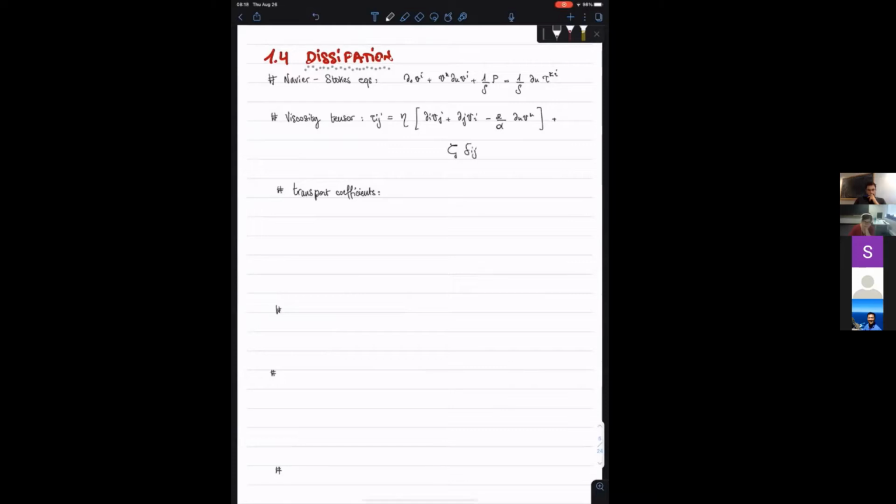And it can be parameterized by two quantities, at least for this example: eta and zeta. Eta and zeta are the shear viscosity and bulk viscosity. Natalia? Yes? Where are the indices in the last term in the first bracket? Oh, yeah, thank you.